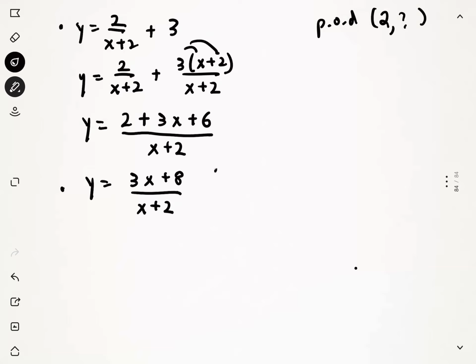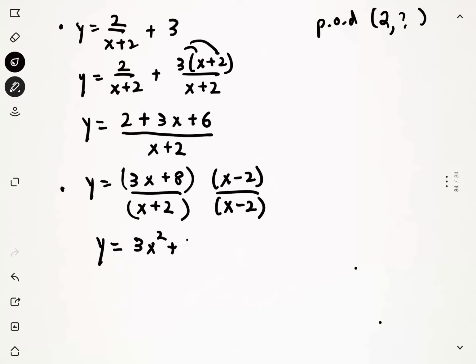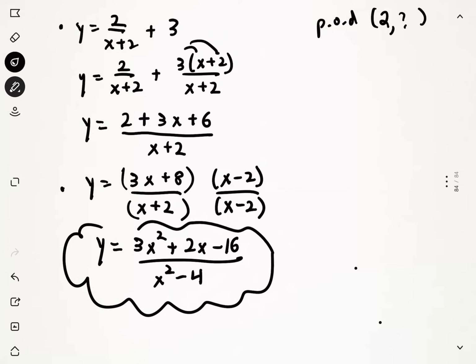I have to put my p.o.d value on here, so the corresponding factor for positive 2 would be x minus 2. So now I've got to multiply all this out, and if you do this, you're going to wind up with 3x squared plus 2x minus 16 over x squared minus 4. Again, you may need some extra steps to distribute everything out and collect like terms, but you should wind up with this, and if you check Desmos, you should get the correct answer for that as well.